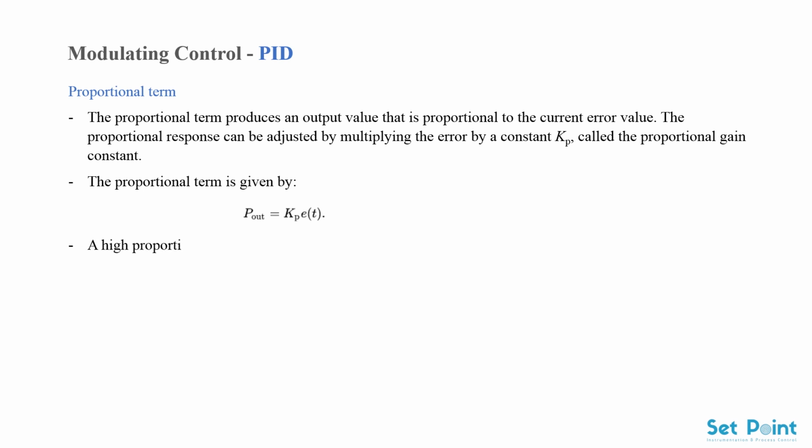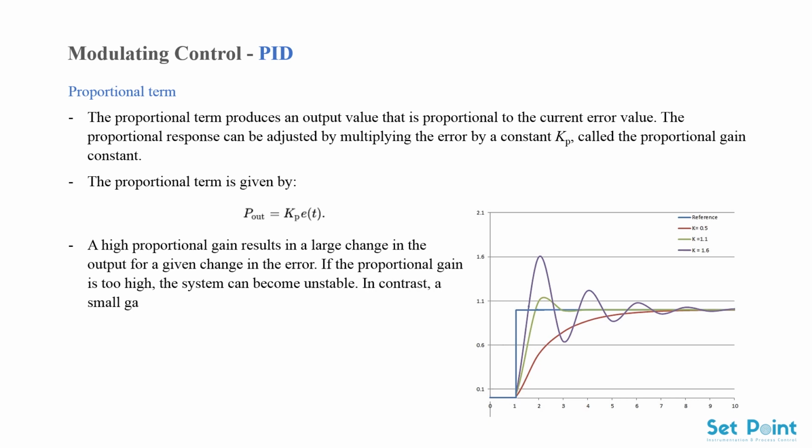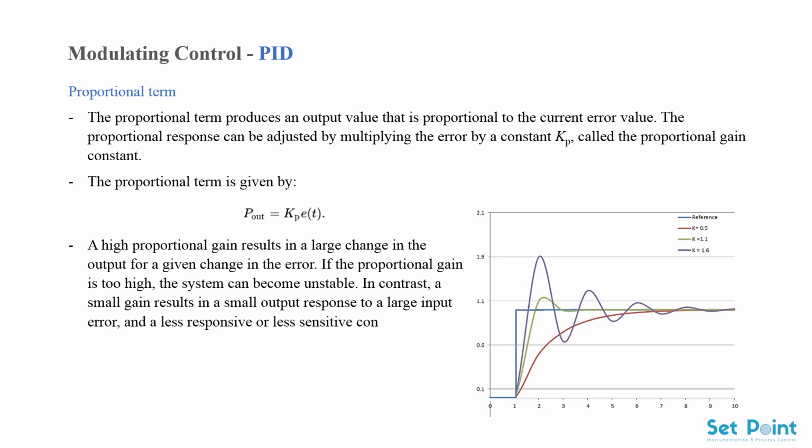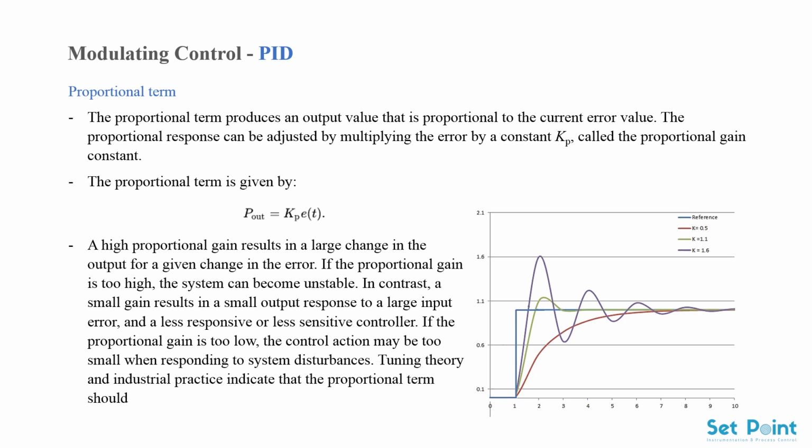A high proportional gain results in a large change in the output for a given change in the error. If the proportional gain is too high, the system can become unstable. In contrast, a small gain results in a small output response to a large input error, and a less responsive or less sensitive controller. If the proportional gain is too low, the control action may be too small when responding to system disturbances. Tuning theory and industrial practice indicate that the proportional term should contribute the bulk of the output change.